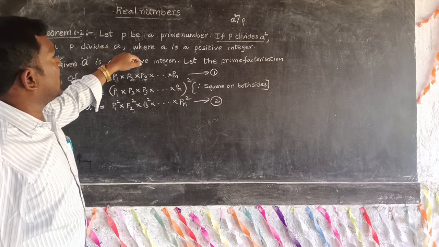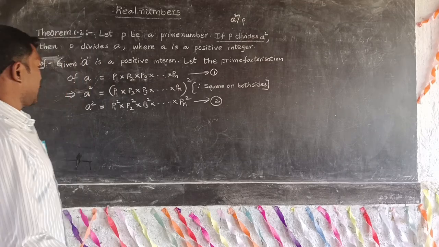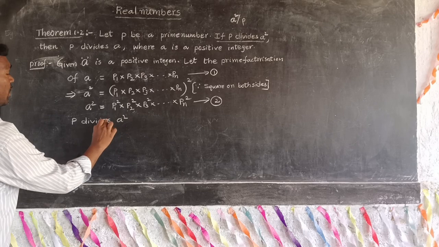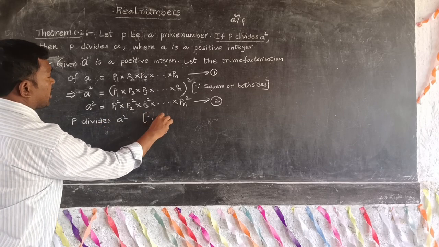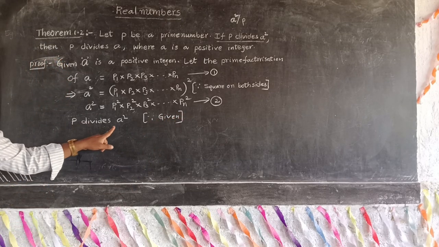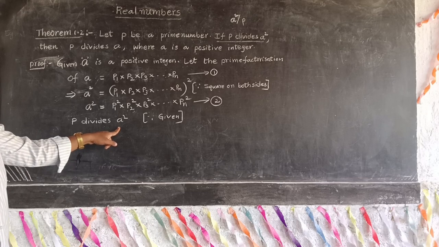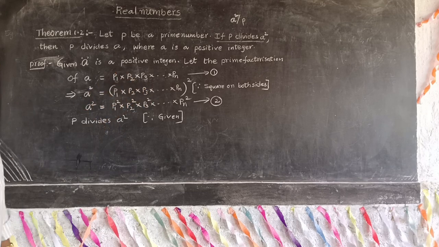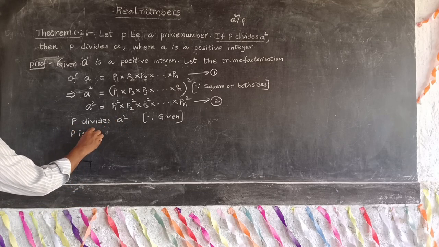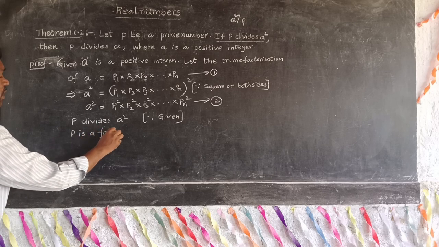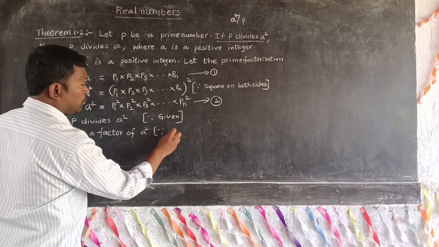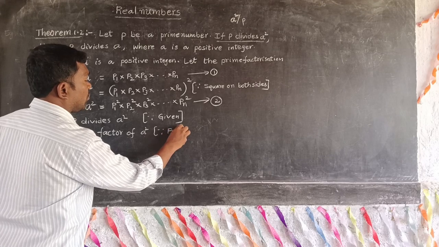Next, given information: p divides a square. This is given information. p divides a square means p is a factor of a square. p means p1, p2, p3 and so on pn. p divides a square means p is a factor of a square. According to the fundamental theorem of arithmetic.